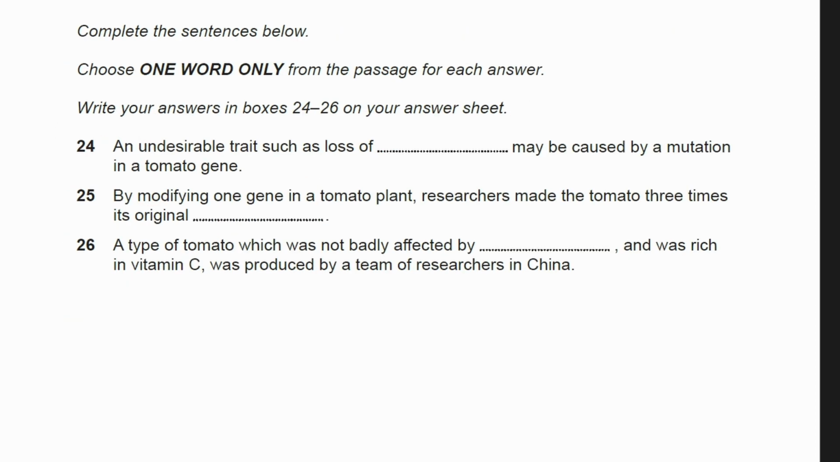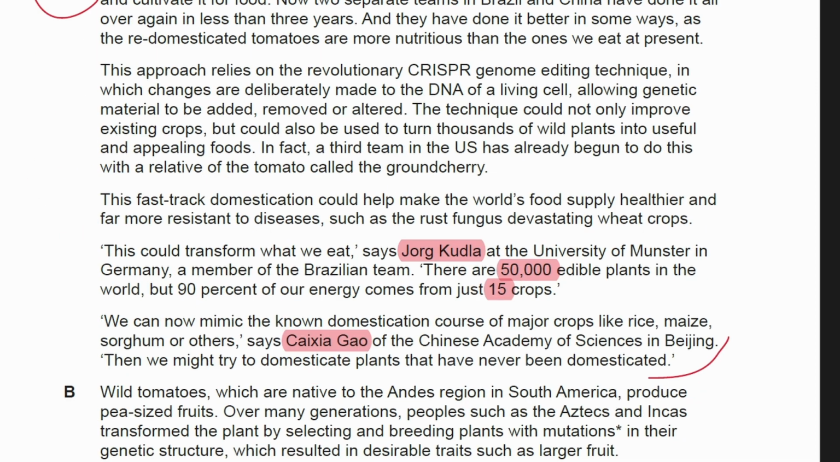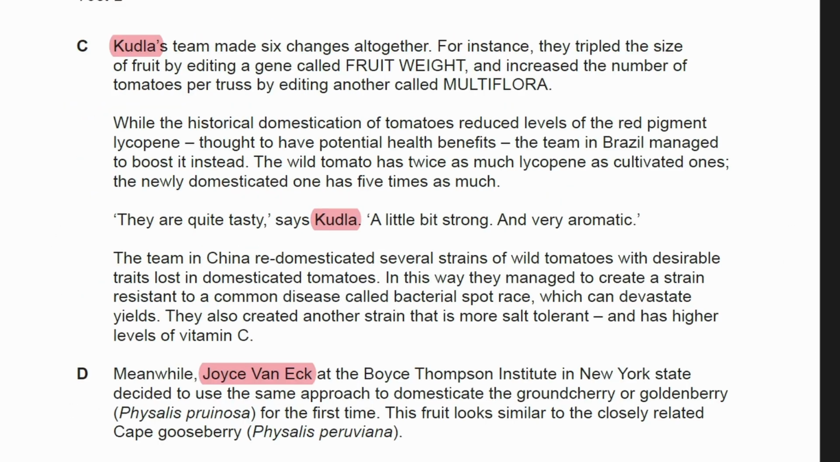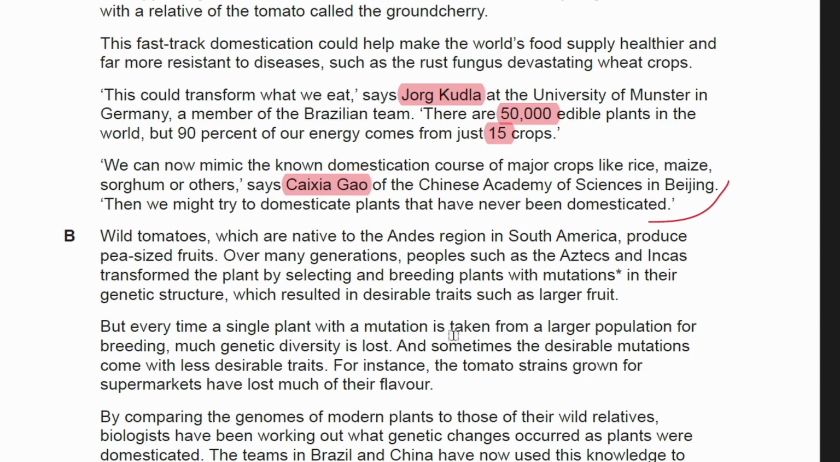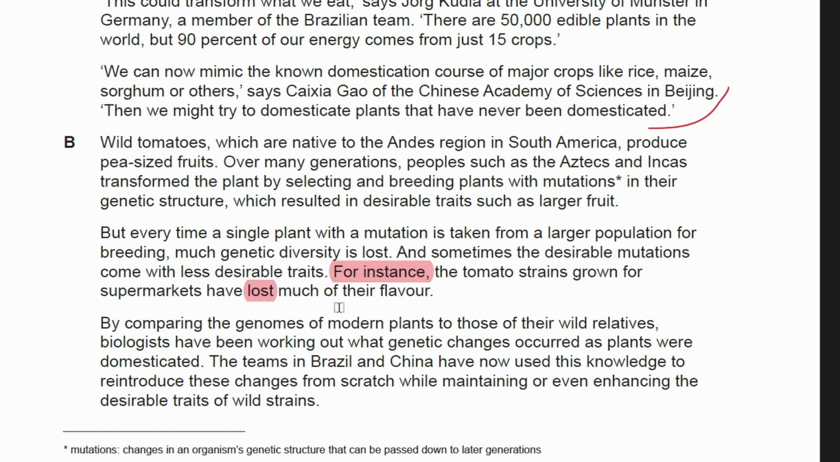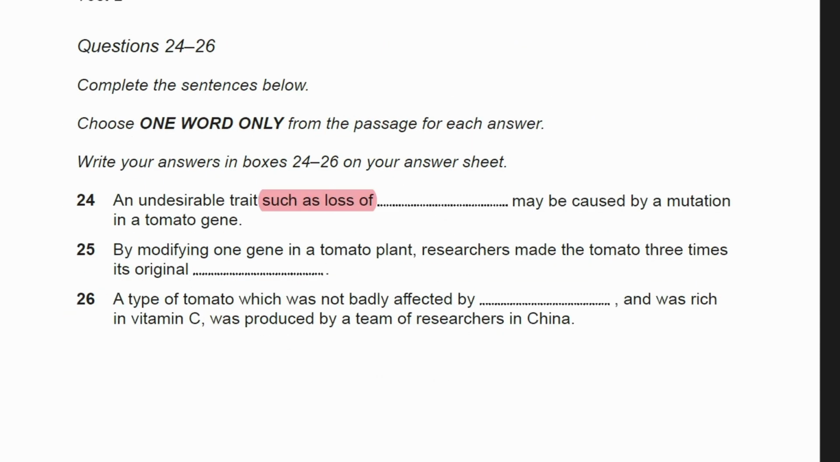Question number 24. Undesirable trait caused by mutation that can be found in section B. The question is talking about losing something, and if we look at section B, we have lost. We have lost again in this part of the section. When they use words such as would be replaced by, for instance, in this sentence they are talking about the loss of flavor. But if you look at the previous sentence, they talk about loss of genetic diversity, but the question is specifically asking for the example itself. So we are going to choose flavor as our answer.